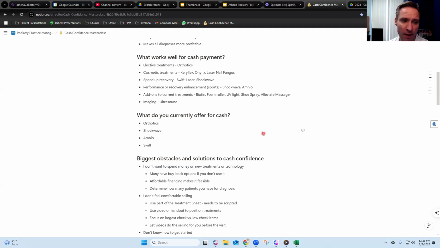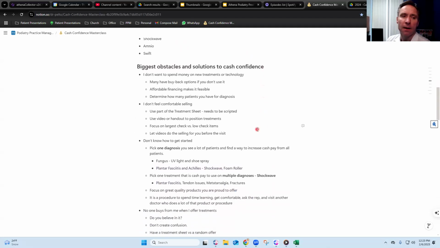If you're going to use it, you have to figure out how to use it. Some of the obstacles that doctors tell me when I'm working through issues with them: many people don't want to spend money on new technology or new treatments, and I don't know how to get over this except you have to. Some companies will make it easier. They'll have buyback options. I know Swift has a buyback, which is a really good way to reverse risk. Affordable financing, I think, makes it feasible, as does determining how many patients you have for a diagnosis.